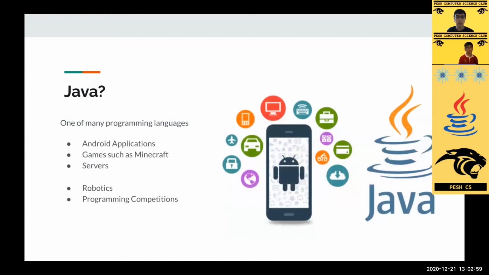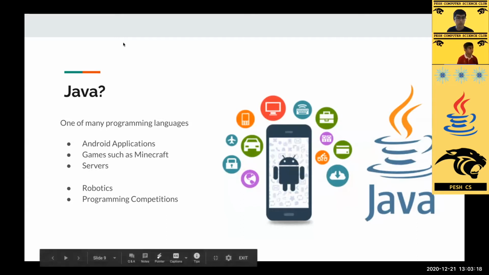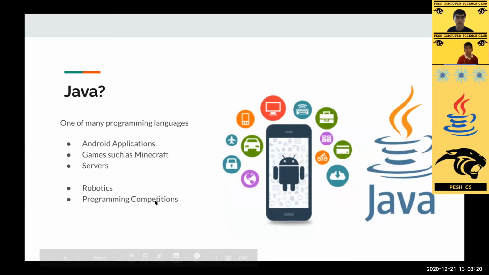And Java is one of many programming languages. Some places where it's used are Android applications, games like Minecraft, some stuff with servers. More than half of you are actually here because of robotics. You do robotics, and Java is one of the languages used to program the robots, and also programming competitions. And we'll go more in depth about all of these applications of Java and how you can use them at the end of our third day, once you actually know the language and are more comfortable with it.